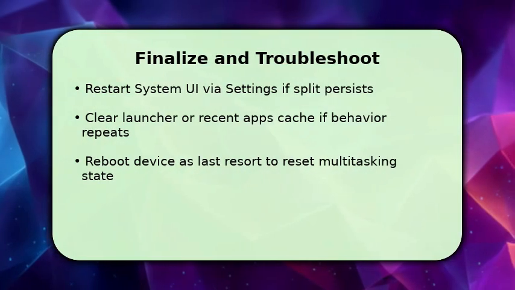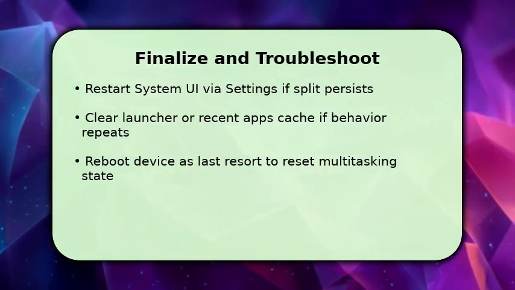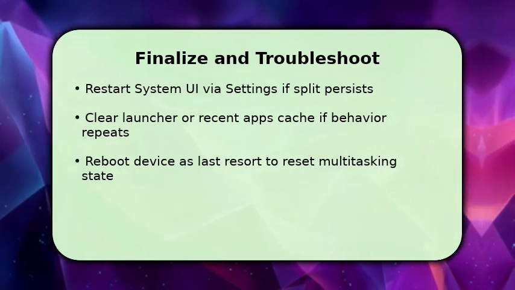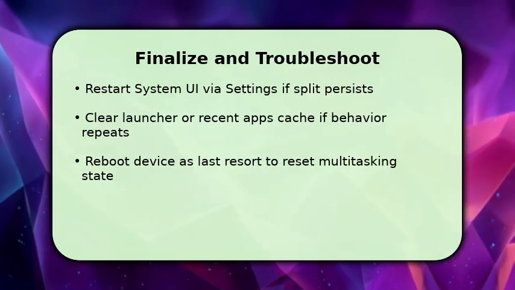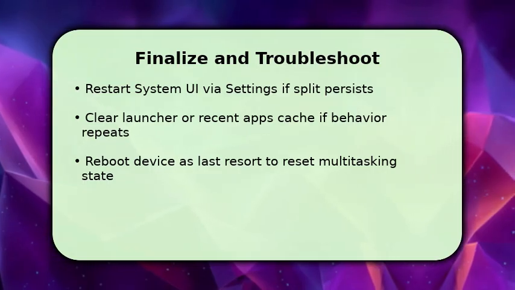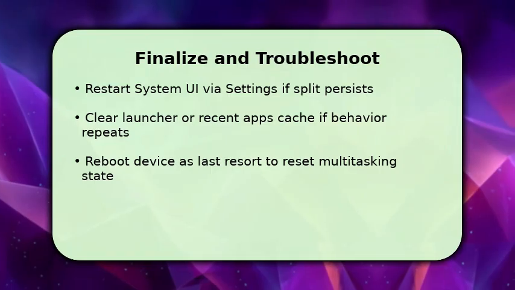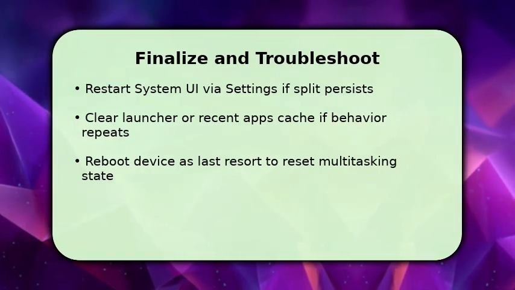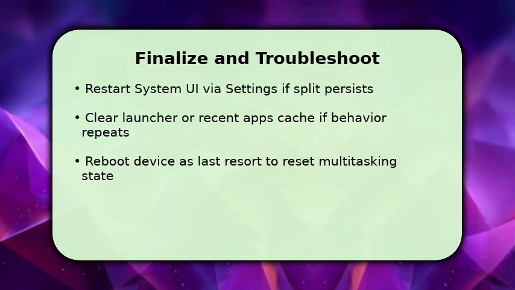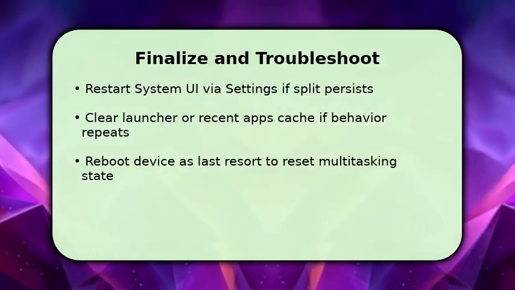Finish by confirming the app now occupies the full display and navigation gestures or buttons behave normally. If the split screen remains or the divider is unresponsive, go to Settings and force stop the launcher or system UI, then reopen your home screen. This resets the multitasking overlay. Make sure to clear cache for the launcher if the problem recurs. If nothing helps, a quick reboot usually clears lingering UI states and restores normal single-app behavior on your Redmi.